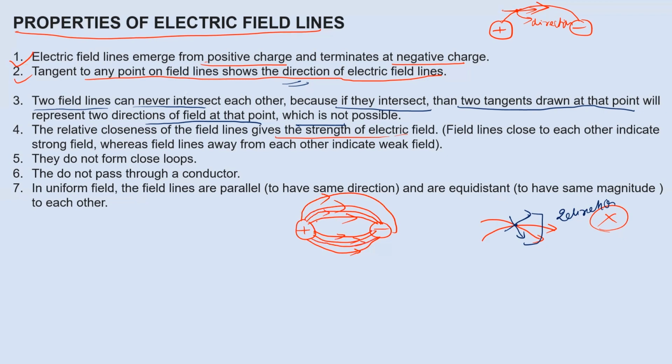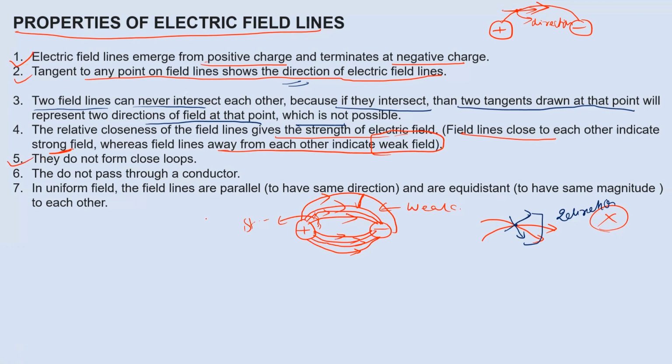In this region, the field lines are close, so this is a strong electric field region. And in this region, you can see the field lines are away from each other, so you will consider this to be a weak electric field region. That means the relative closeness gives you the strength of the electric field. Field lines close indicate a strong field, and field lines away indicate a weak field. Clear?